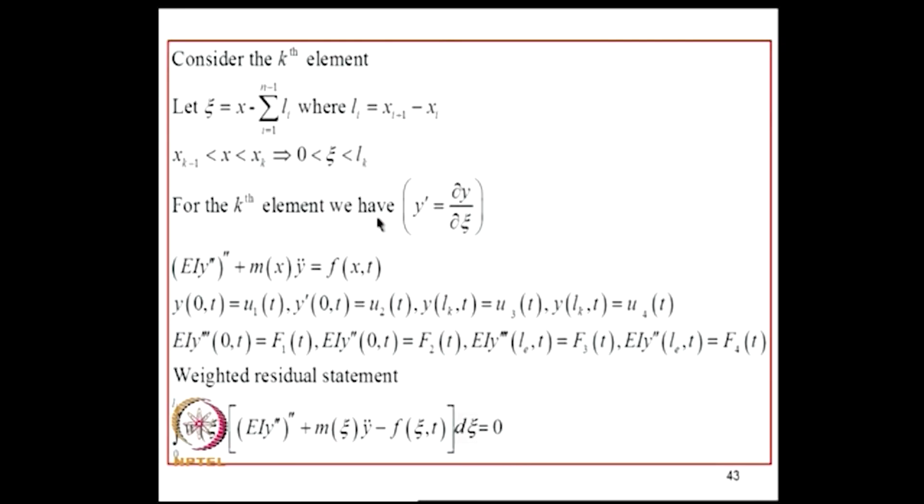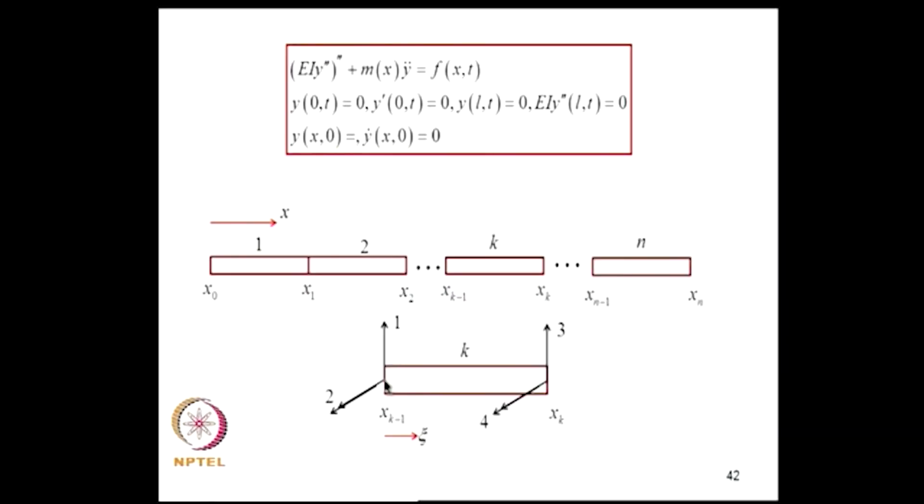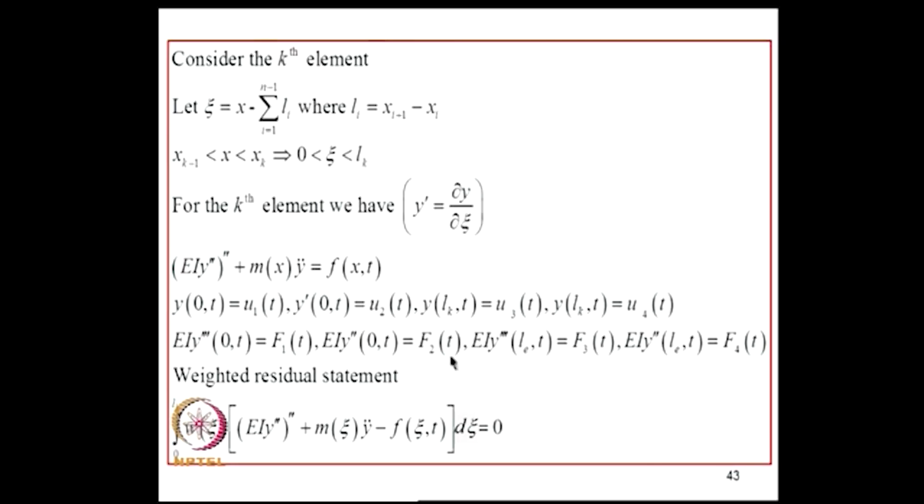So, for the kth element, using the notation prime as the derivative with respect to xi, I can write the equation in this form. Now the boundary conditions are here: at xi equal to 0, the displacements are u1 and u2, and at xi equal to lk, the displacements are u3 and u4. Similarly, there will be a shear force and bending moment here, a shear force and bending moment. So, these are the set of 8 boundary conditions that we need to consider. The weighted residual statement is given by this.